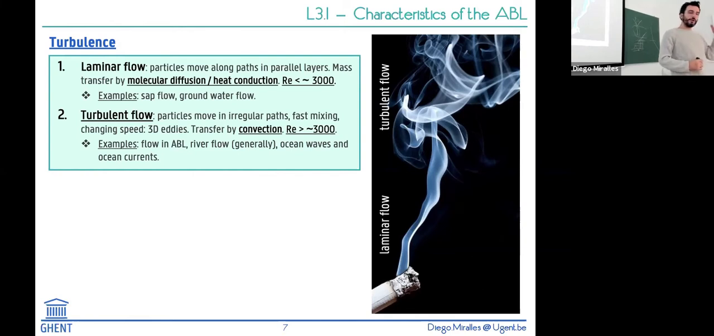Or you can have turbulence, which is what you just saw in the video, which is a much more dynamic and fast mechanism that is much more efficient at mixing heat, temperature, moisture or CO2 or whatever you care about. So that is turbulent flow, correct?